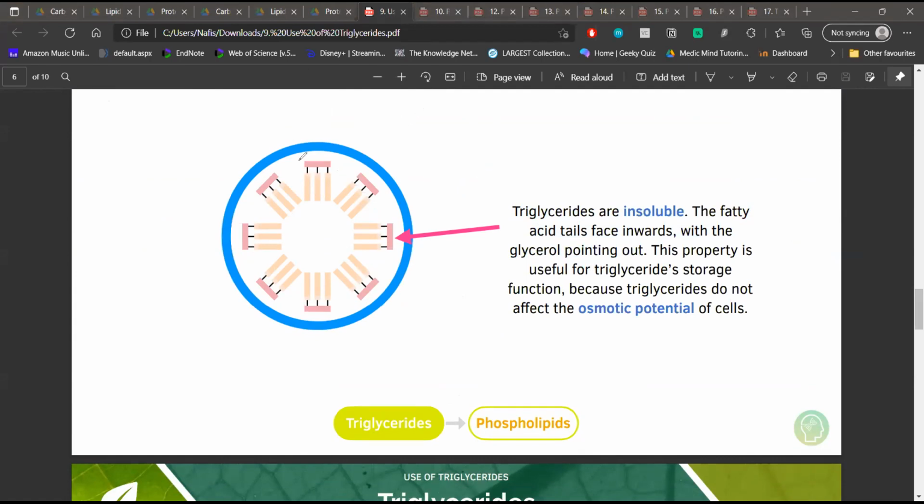Does anyone know the word where you have a hydrophobic end and a hydrophilic end? It's a similar word in chemistry, meaning two kind of perfect, yeah, amphipathic. It means that there are two opposite ends.